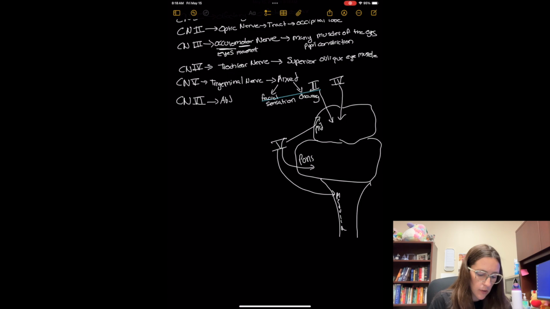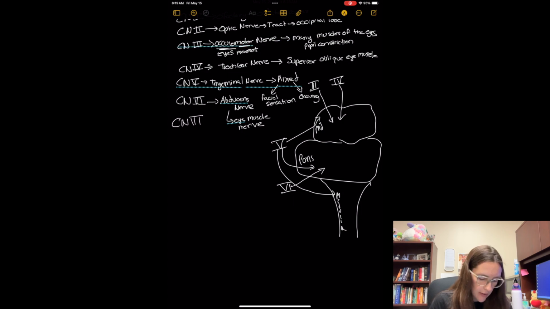Abducens nerve. And again, it's going to be an eye muscle nerve. What's unique about it, though, is it actually goes to the pons instead of the midbrain. And that's just based on the muscle that it controls and its function. Now we're moving on to cranial nerve 7. Cranial nerve 7 is the facial nerve.